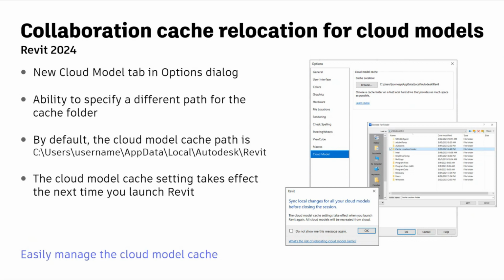You just go to File, Options, and click the Browse button available in the new Cloud Model tab. You can select a different file path. A message will pop up and indicate that you'll need to restart Revit so that the cloud model cache settings are taken into consideration. This is fantastic. You can now control where you want to save those local copies when working with your Revit cloud models, doing Revit cloud worksharing.